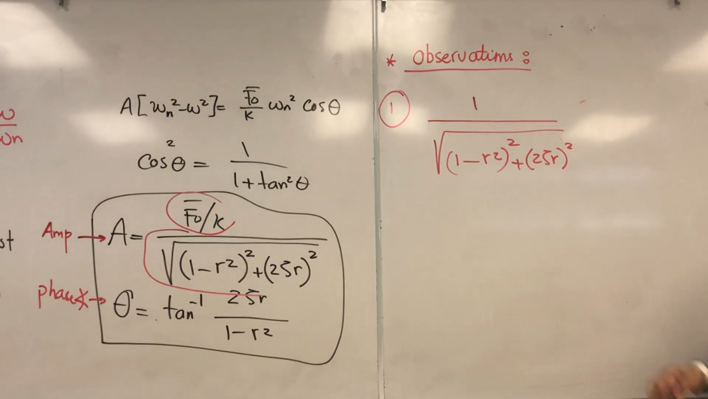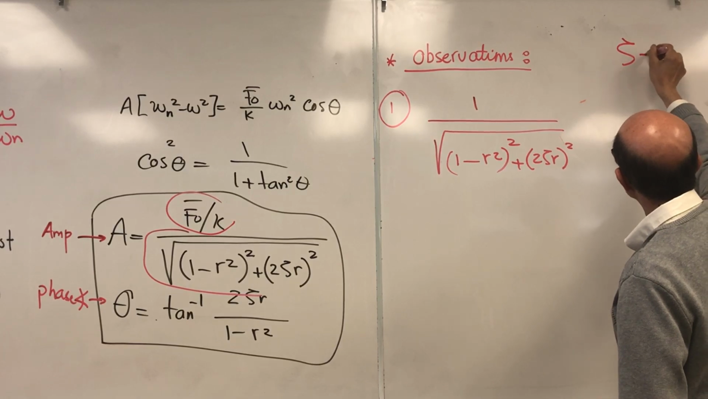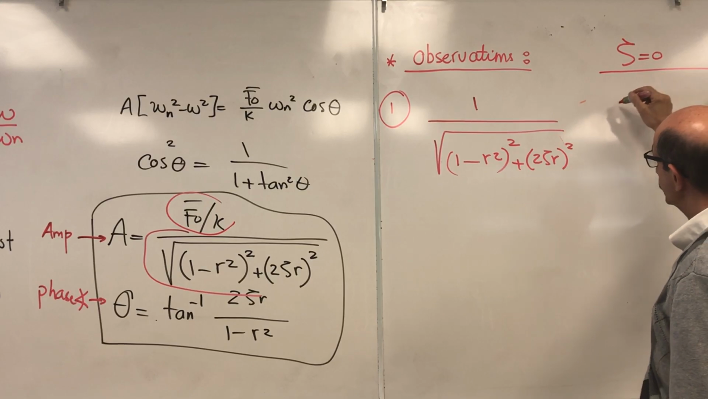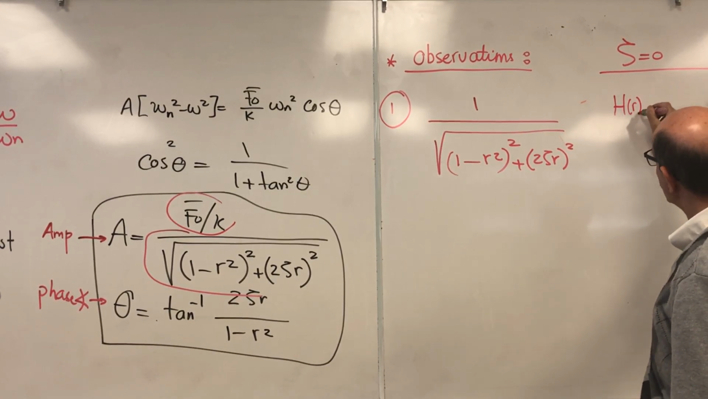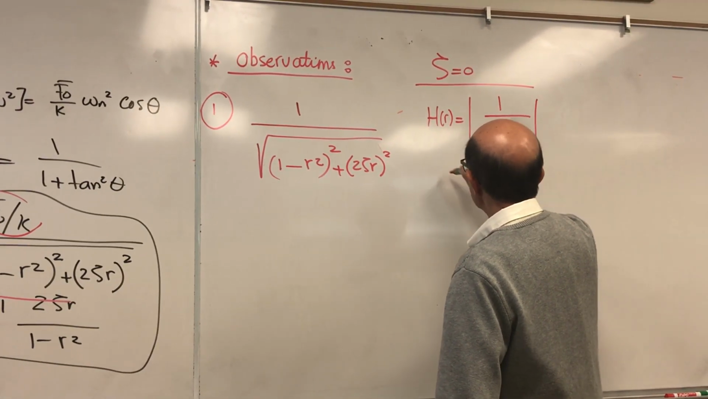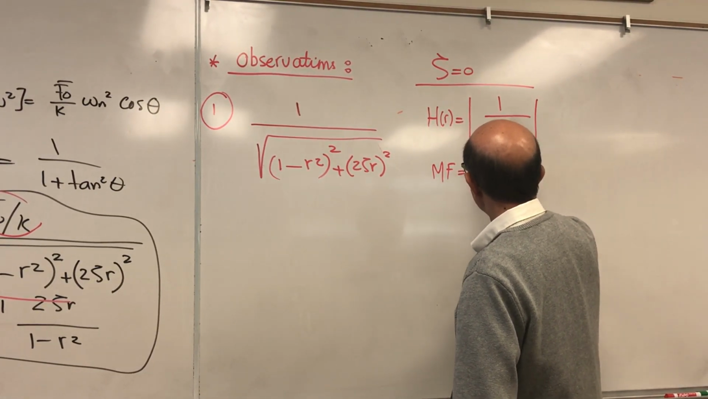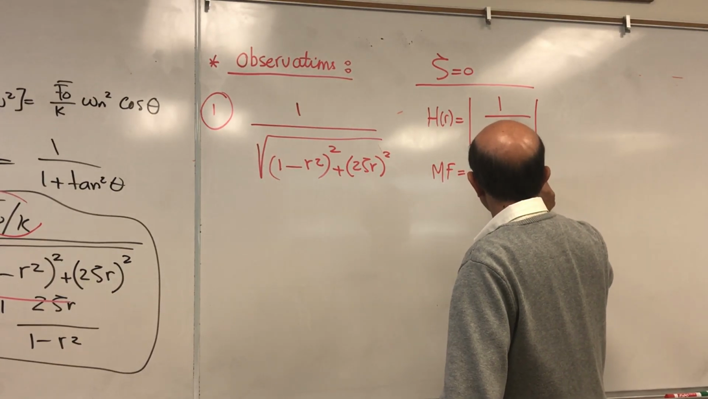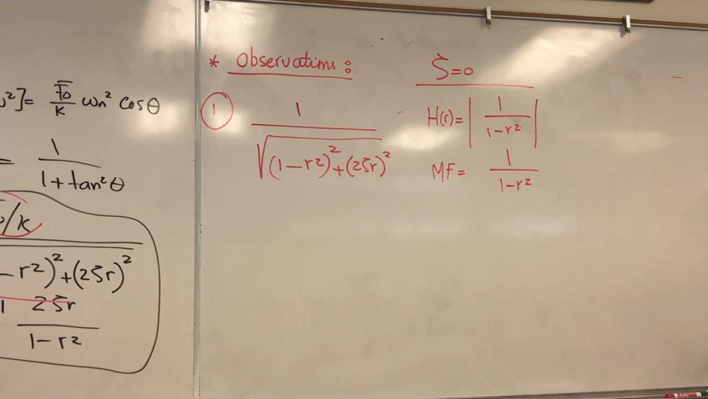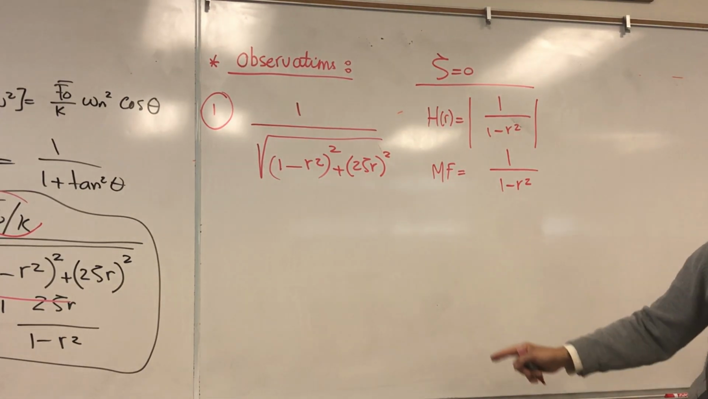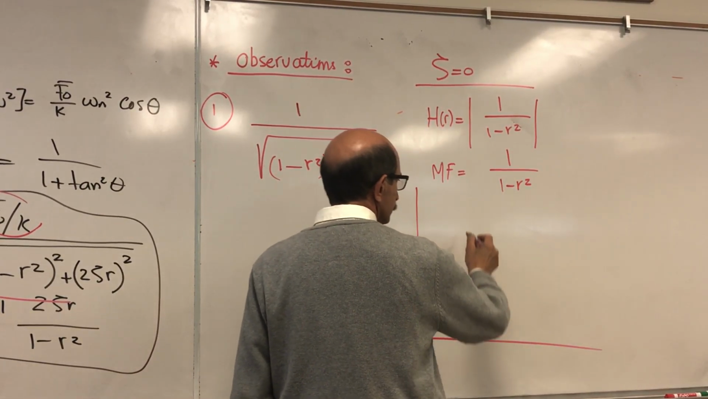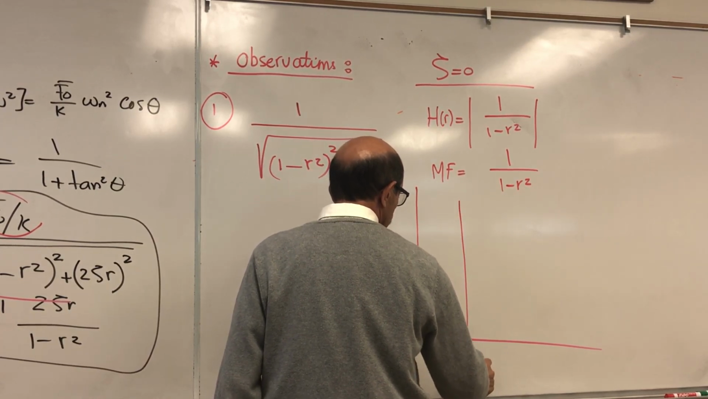So let me remind you, when we had an undamped system, we had a magnification factor and then a frequency response function. The frequency response function was this. And the magnification factor was basically this. They're the same, basically. We plotted this, right? And this is what the function looked like.